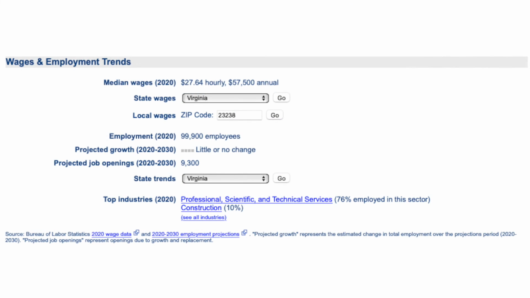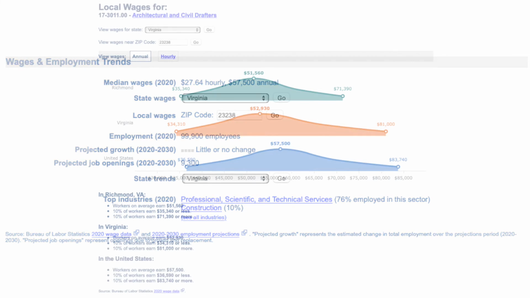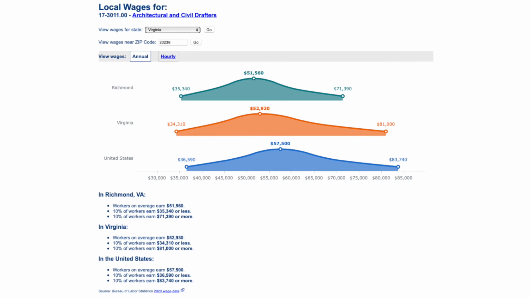Here we've pre-selected Virginia and a zip code here in Richmond, but you can quickly compare salary ranges across the 3: United States, Virginia, and Richmond. So you can just immediately see, based on the education or training that you have to achieve, here's what you could anticipate starting out at as a salary, and where you're going to top out at if you get to the top of your profession.